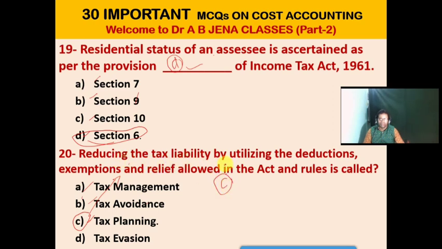Reducing the tax liability by utilizing the deductions, exemption and relief allowed in the Act and rules is called what? That is tax planning. So C is the right option for this MCQ.